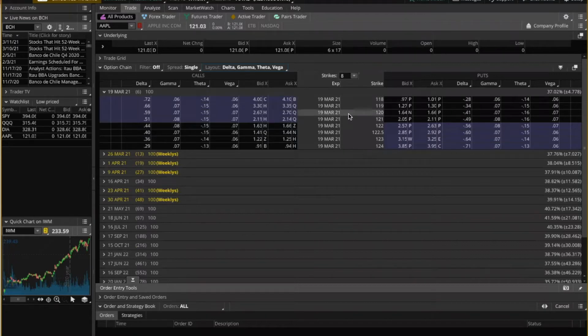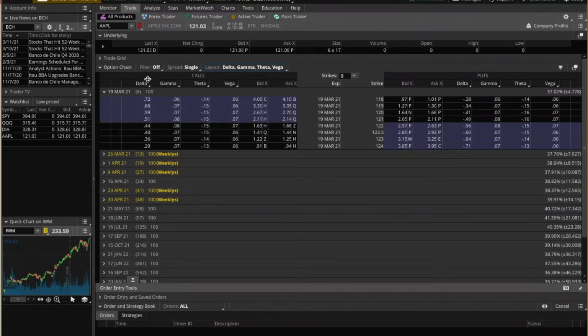For this example, what we're going to be looking at is this contract at the 121 strike. Again, the strikes are the price of the stock that you're willing to pay for. So let's take this example.